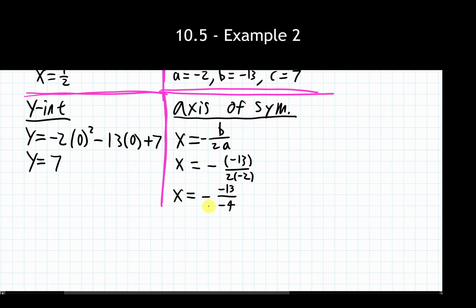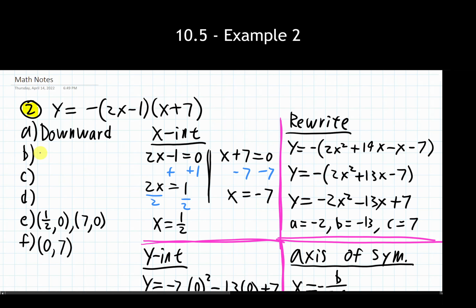I'm going to go back up to my work here, my answer spot. I'm going to put x is -13 over 4. There it goes. And remember, that's also the first part of our vertex. So I already know half of it.